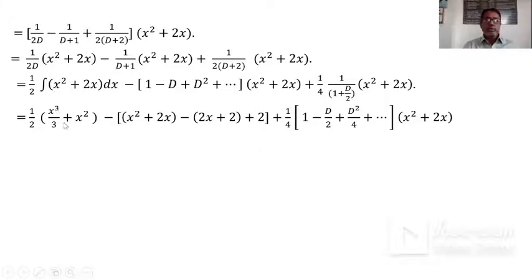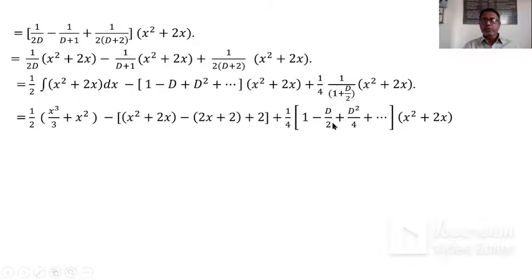Now, we simplify this: 1/2 as it is. Integration of this is x cube upon 3. Integration of this is x square upon 2. These 2 get cancelled. We get x square minus 1 into x square plus 2, minus the derivative of this, which is 2x plus 2, plus the second derivative of this, that means the derivative of this, which is 2. We drop the remaining terms. Third derivative is 0 and so on.